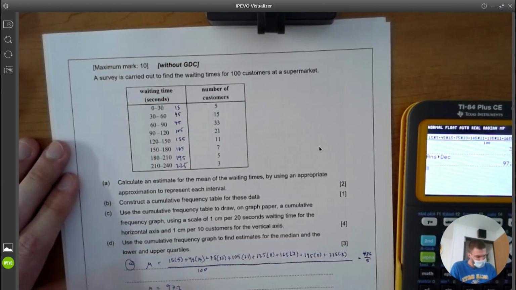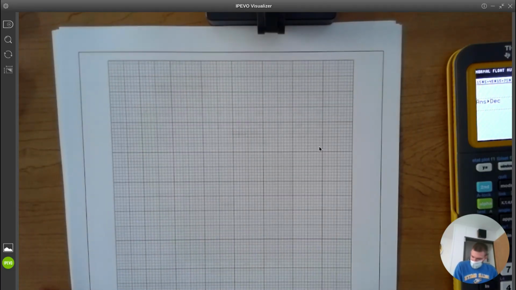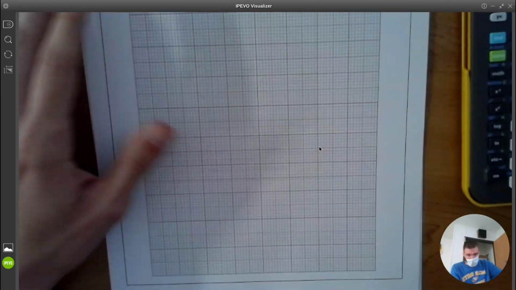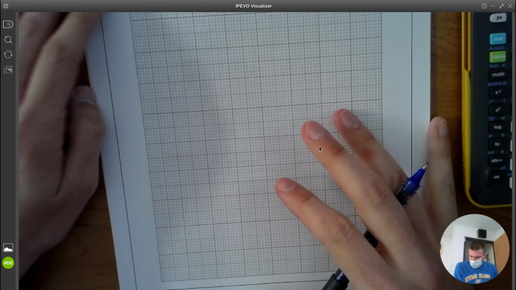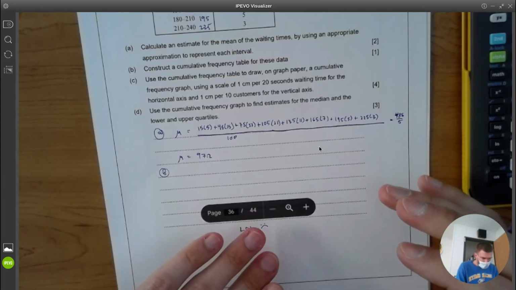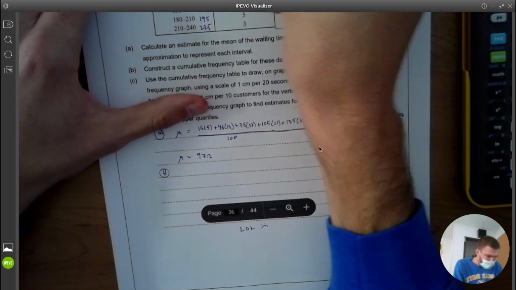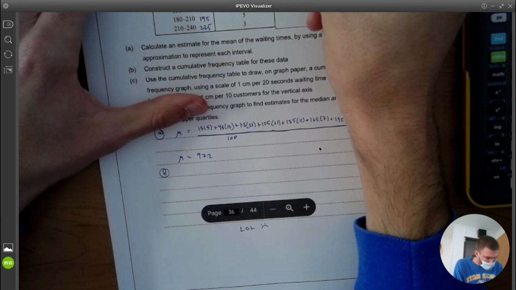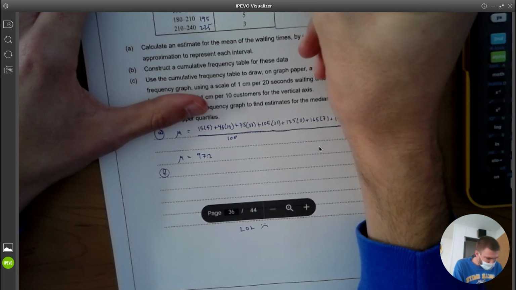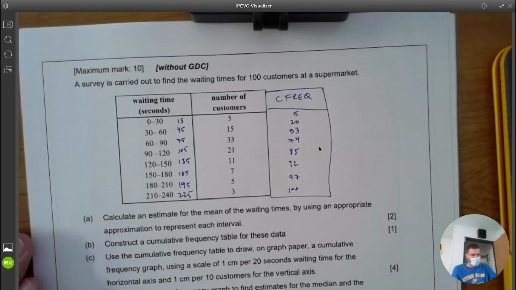Cumulative frequency table. Five, 20, 53, 74, 85, 92, 97, 100. A little bit of a miracle there.